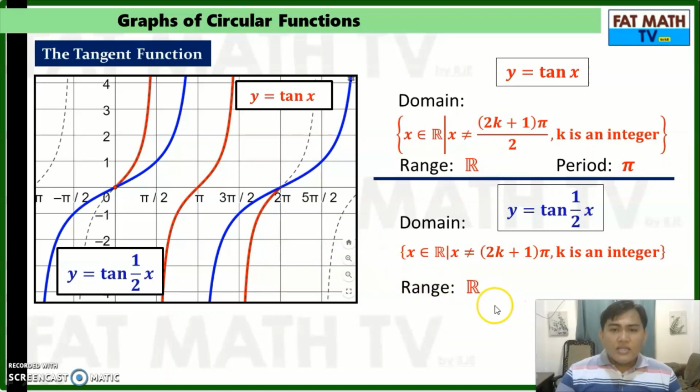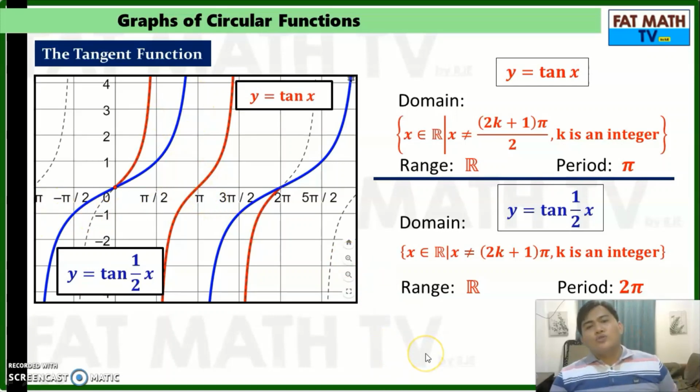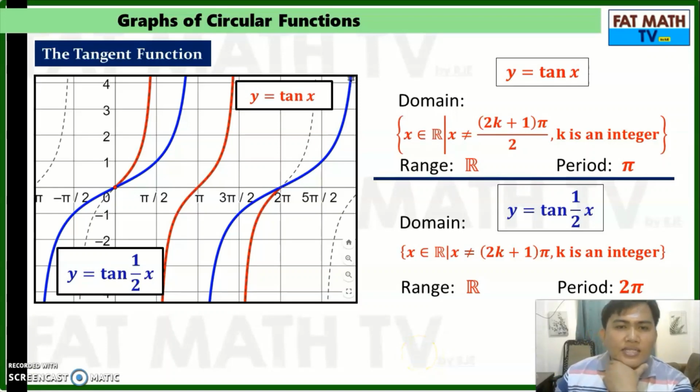So all real numbers except the odd multiples of pi. And for the range, the same set of all real numbers, and the period this time is pi over 1/2. So pi over 1/2 is 2 pi. As you can see, if you look at this blue graph, that's from pi up to 3 pi, so that's 2 pi units. Or this blue graph here, from negative pi up to pi, that's also 2 pi units. So one cycle every 2 pi units.